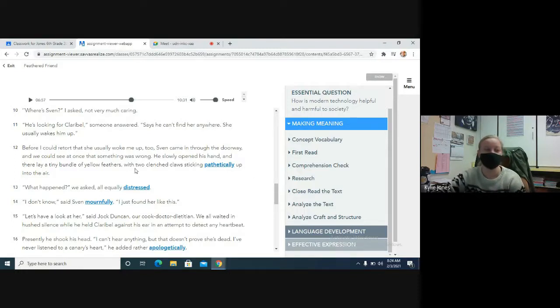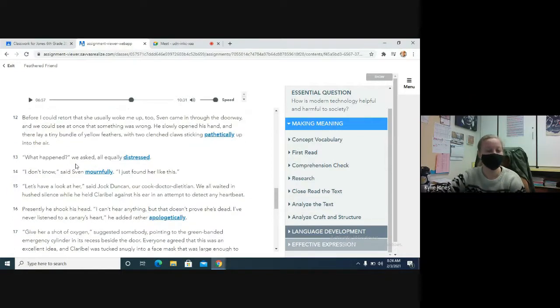So poor bird is dead. We're gonna read a little bit more and then we'll look at these next three vocabulary words. So we're on paragraph 13.